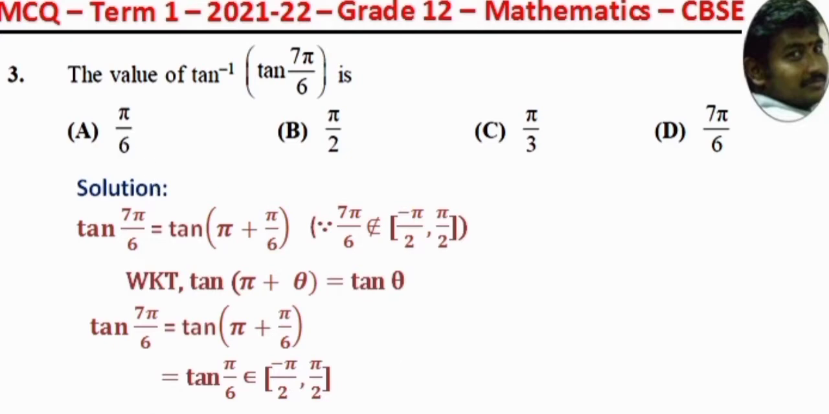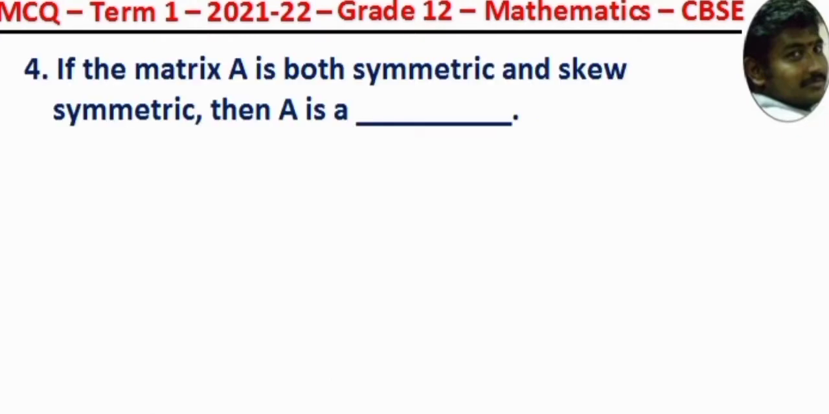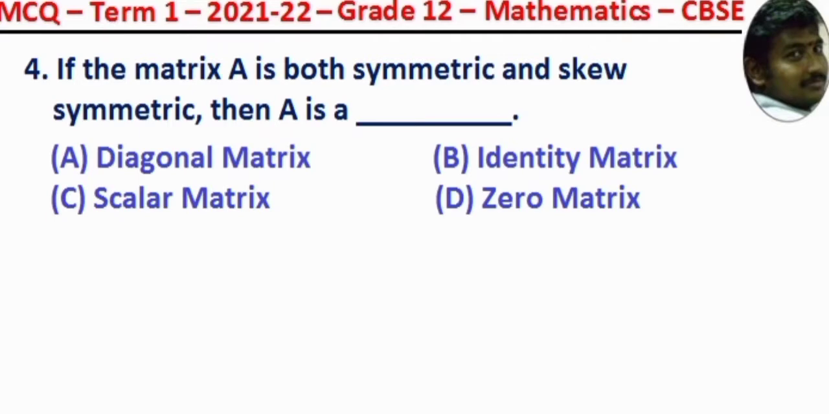Okay, let's see the next question. Question number 4. If the matrix A is both symmetric and skew symmetric, then A is dash. What kind of matrix is A so that it is both symmetric and skew symmetric? What is meant by symmetric and skew symmetric? That also we should know. There are 4 options: diagonal matrix, identity matrix, scalar matrix, and zero matrix. So what matrix is possible?